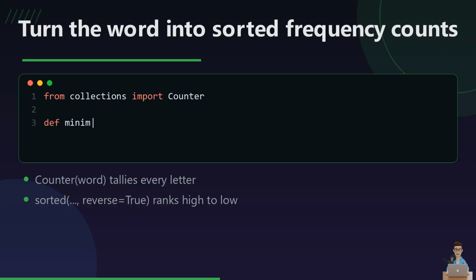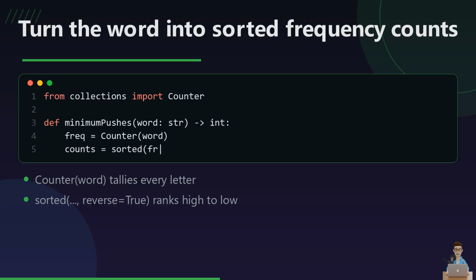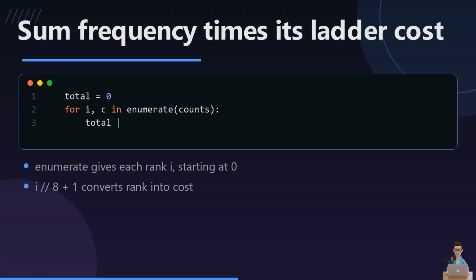Note what we are discarding. Which letter had which frequency doesn't matter, only the multiset of frequencies. That's why we sort freq.values and never touch the keys again. The problem reduces entirely to an unlabeled weight sequence. This closed form loop is exactly the sorted assignment optimum from the exchange argument, expressed as a weighted sum.